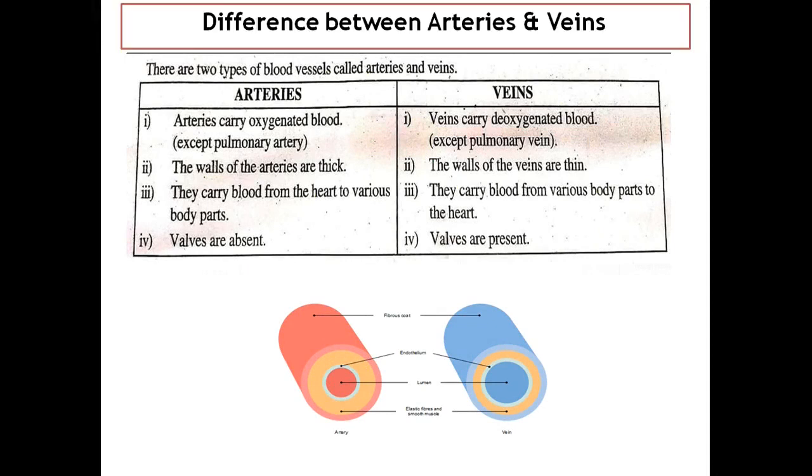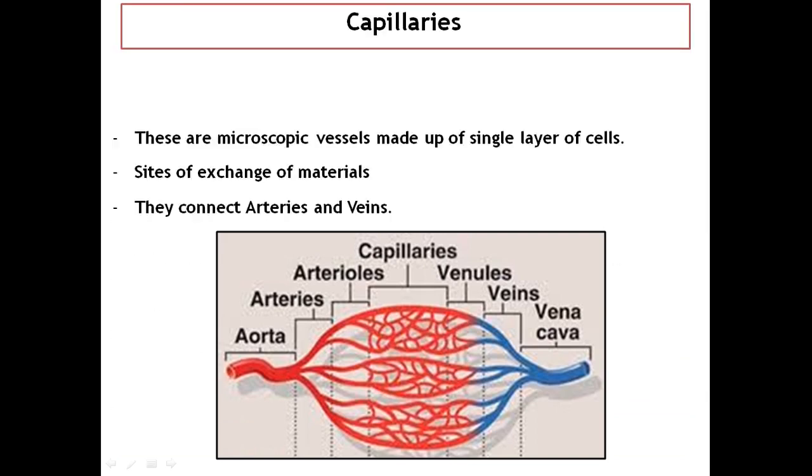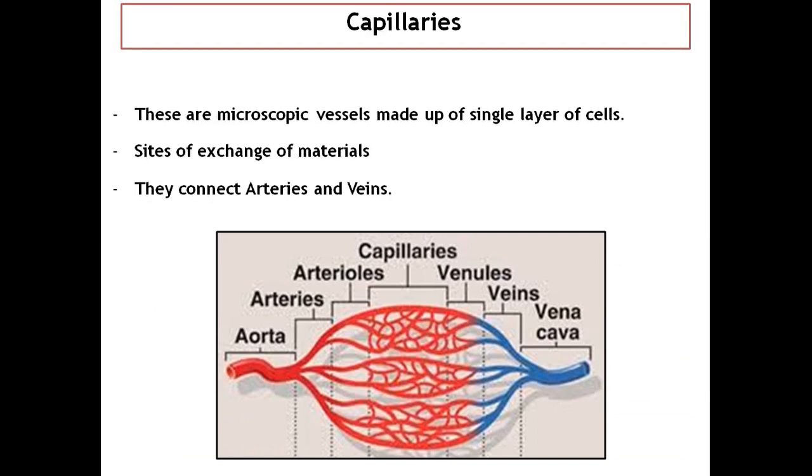Now coming to the capillaries. Blood capillaries are microscopic vessels made up of a single layer of cells. They allow diffusion of various substances. The arteries transport blood away from the heart and branch into smaller vessels forming arterioles. Arterioles distribute blood to capillaries, the sites of exchange with body tissue. Capillaries lead back to small vessels known as venules that flow into larger veins and eventually back to the heart.